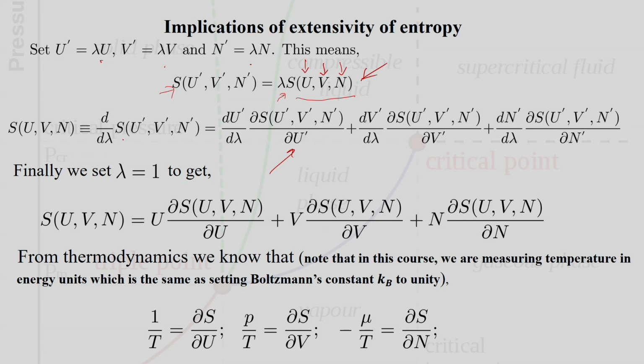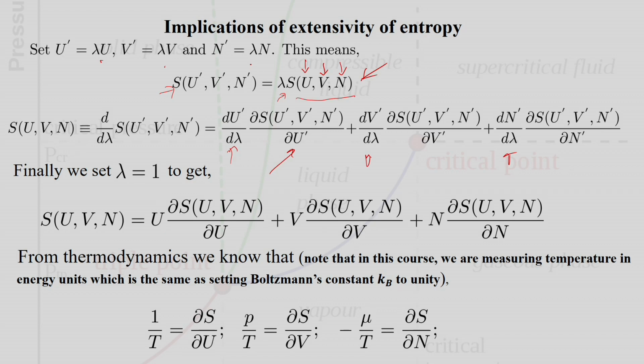So, I can partially differentiate S with respect to u dash, then differentiate u dash with respect to lambda, and I do the same with v dash and with n dash, and then finally I set lambda to 1. If I do that, I get this nice relation.